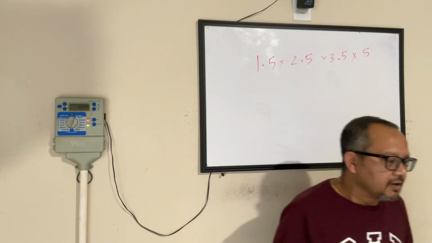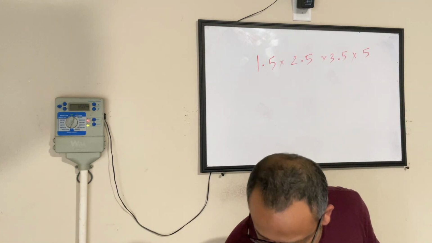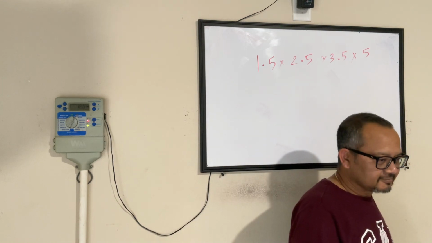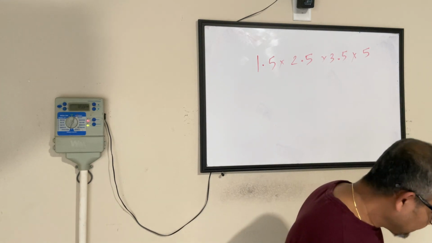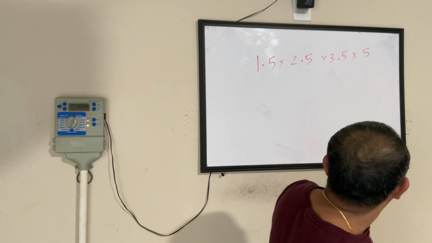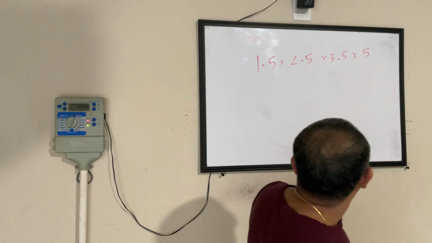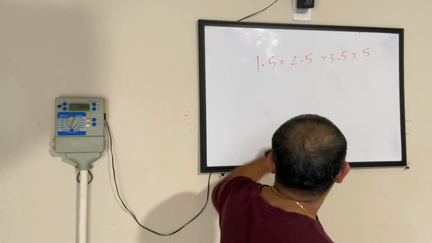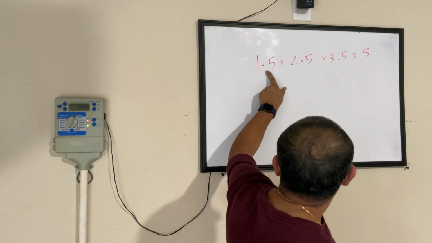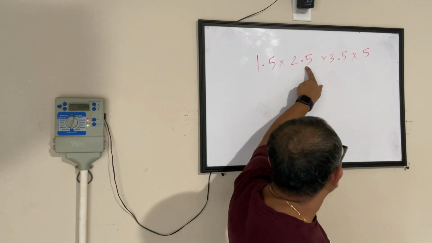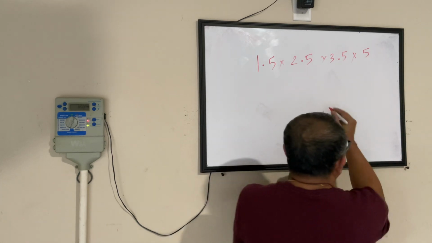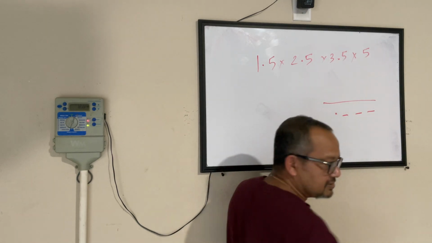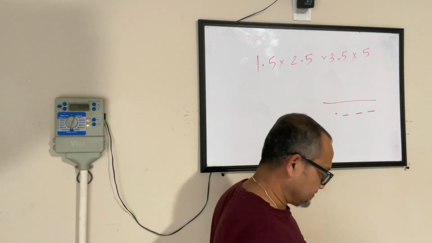Yes, sir. I got the answer, but I don't know where to put the decimal point. I can give you a clue. It's simple. You have one digit here, one digit here, one digit here. So whatever value you got, you will move 3 steps and then put a decimal.